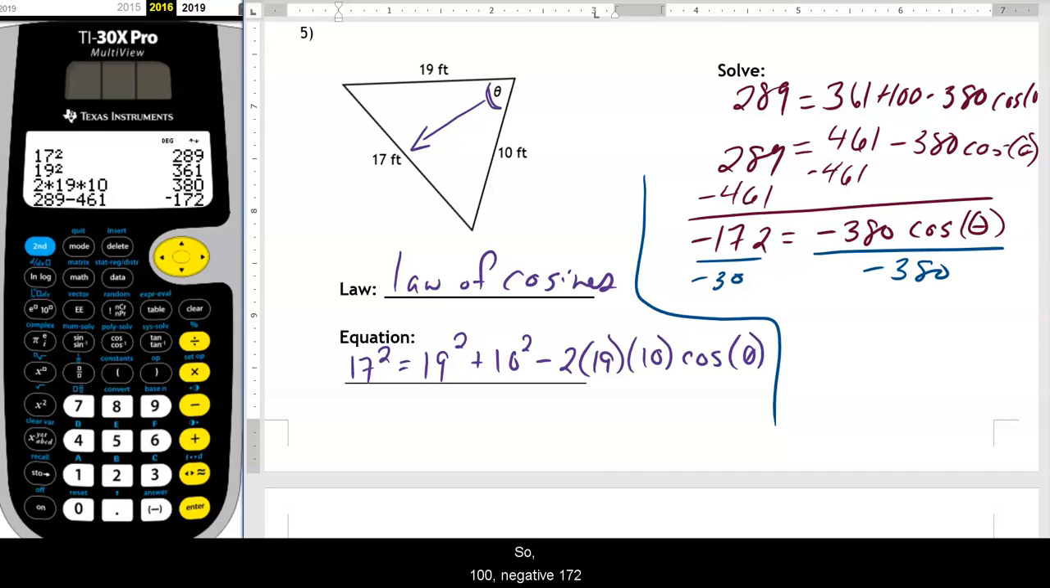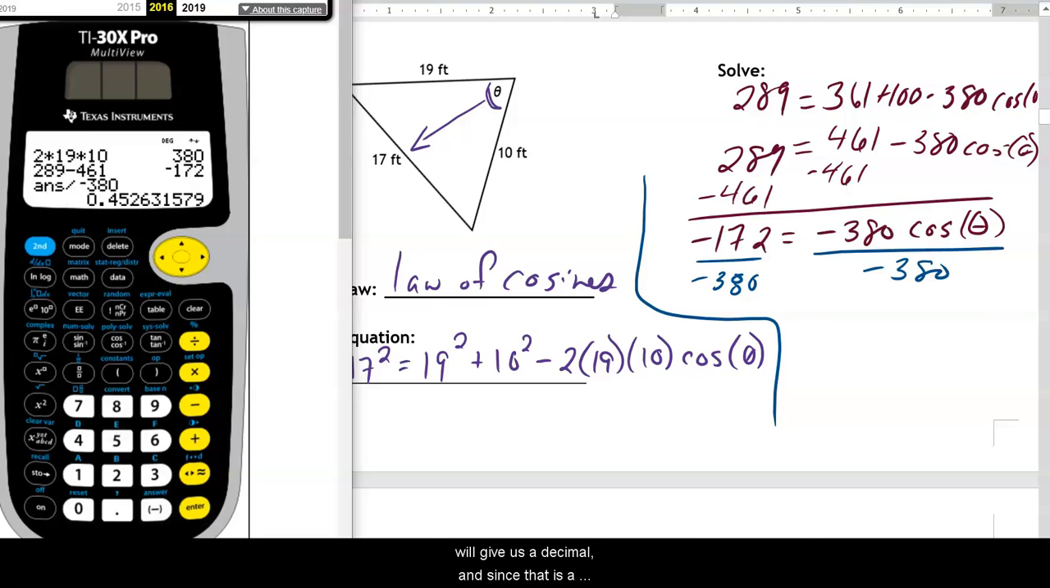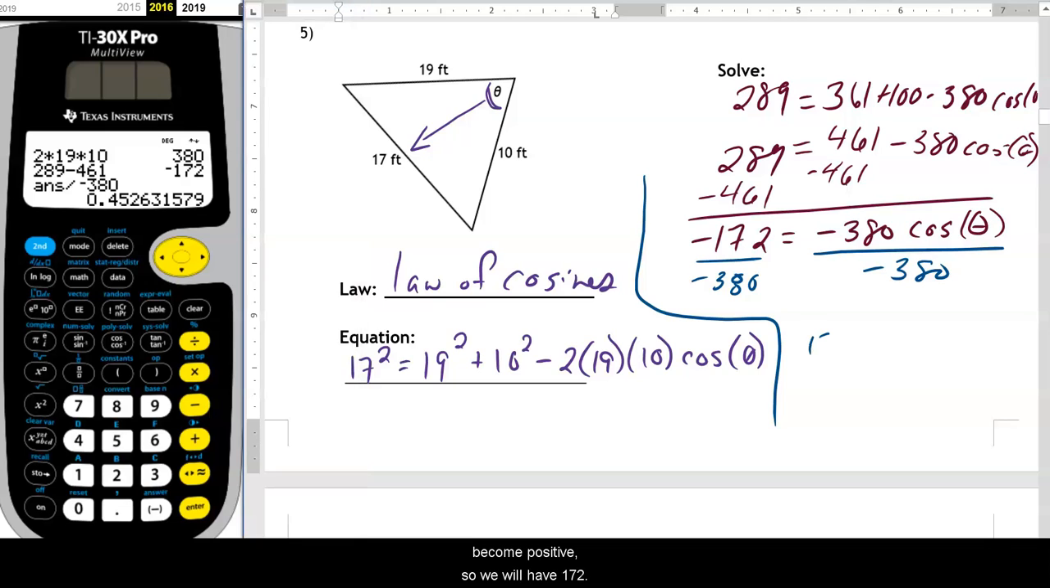So negative 172 divided by negative 380 will give us a decimal, and since that's a non-terminating decimal, we're going to leave it as a fraction. I am going to go ahead and simplify my signs there. A negative over a negative will become a positive. So we will have 172 over 380 equals cosine theta.